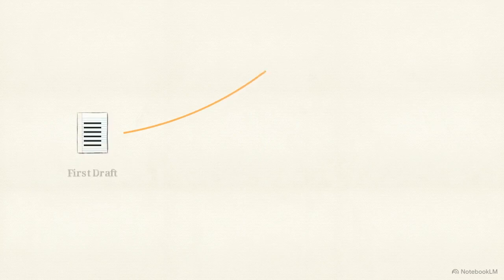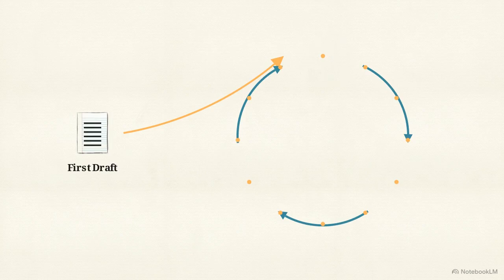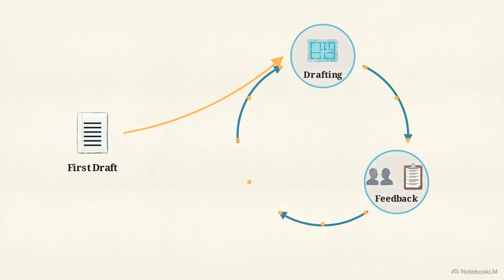Academic writing is a cyclical process where the first draft acts as a foundation. The initial pass is the starting point for a series of refinements. This diagram illustrates the three distinct phases of the writing cycle: drafting, gathering feedback, and redrafting.